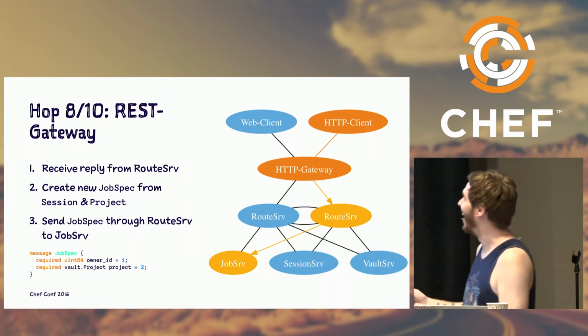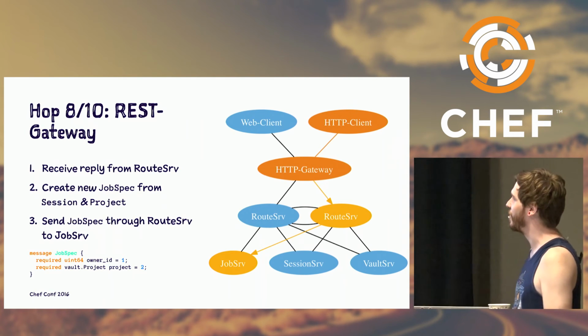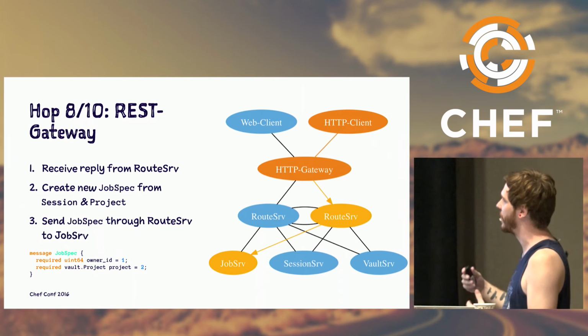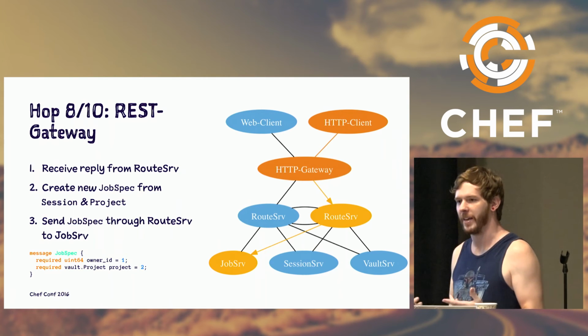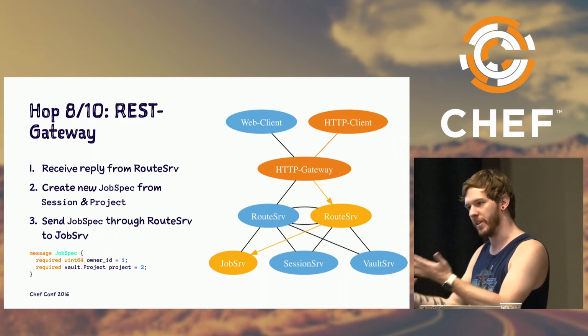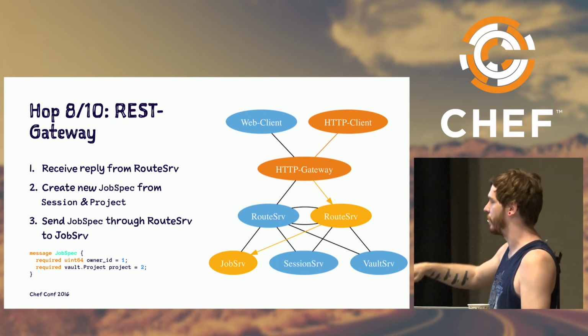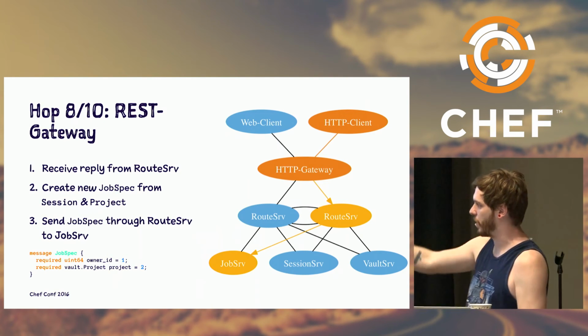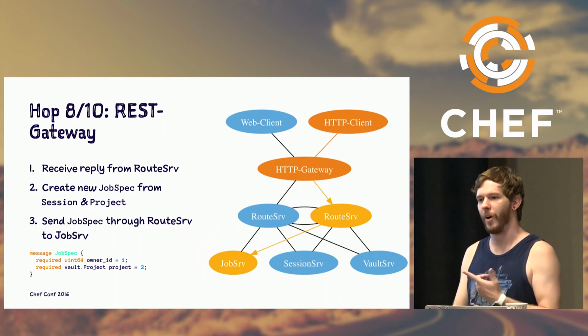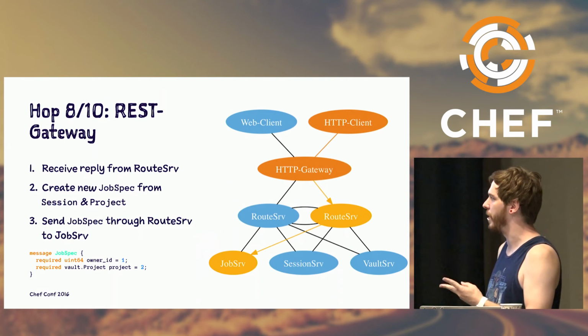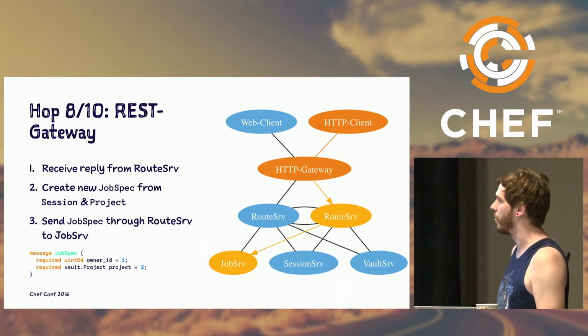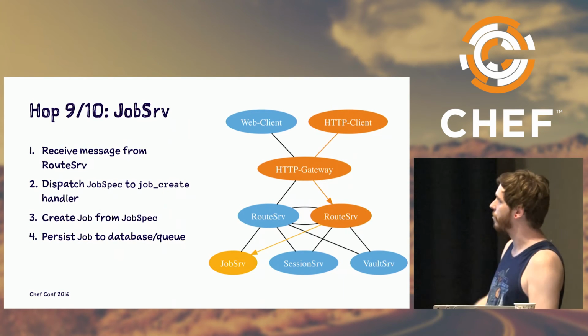Okay. So we receive a reply from the route server, and we create a new job spec from the session in the project. A job spec is saying, like, I want a new job. It's from this project. And then we're going to message that through the route server to the job server, just like every other service. And that's what a job spec looks like. It has an owner ID, who started the job, and the second bit is the project that the job originated from. Job server receives that message.